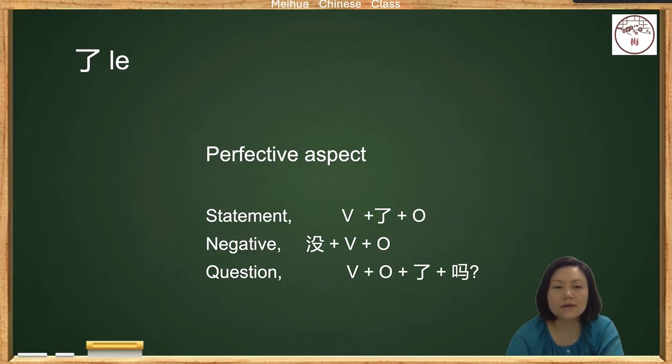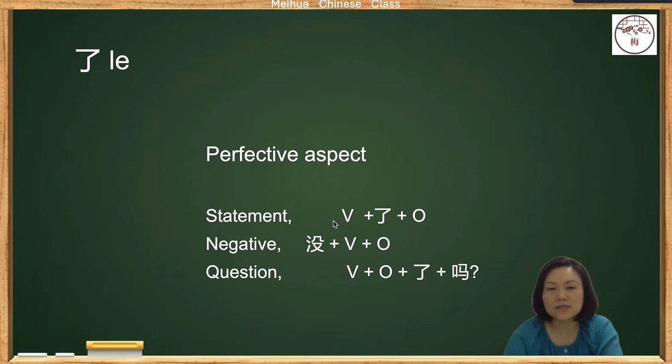So the second particle 了, here it's a perfective aspect. Actually, I would say it's more similar to the past tense in English. We want to express that something happened in the past, and usually both the speaker and the listener know when that action happened in the past. So it's more similar to the simple past tense. There is a little difference between statement sentences and question sentences.